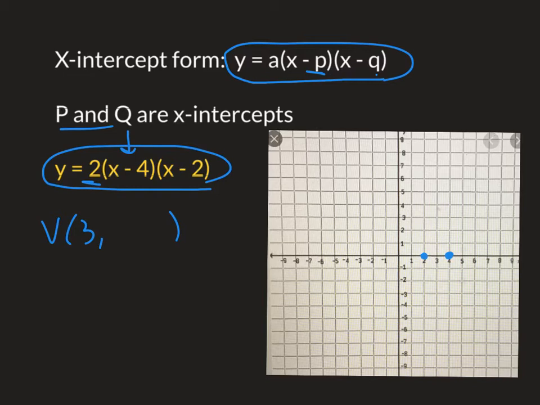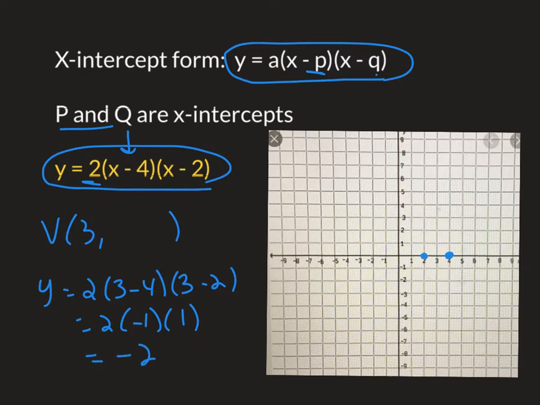So what I'm going to do is I'm going to plug the 3 in for the x in both parentheses. So it's going to look like this. Y equals 2 times 3 minus 4 times 3 minus 2. When I work this out, it's going to be the y part of the vertex. So 3 minus 4 is negative 1. 3 minus 2 is 1. That equals negative 2 when you multiply that out. So my vertex is 3, negative 2, which is right there.